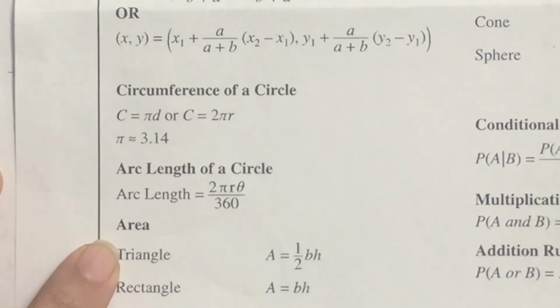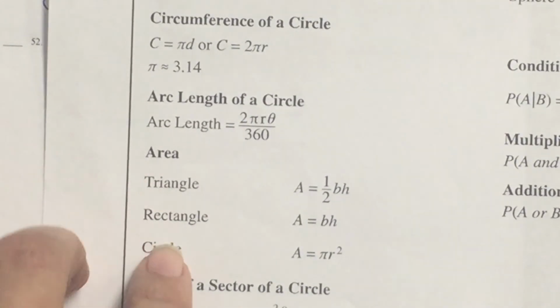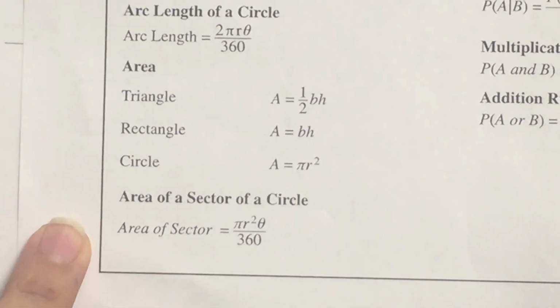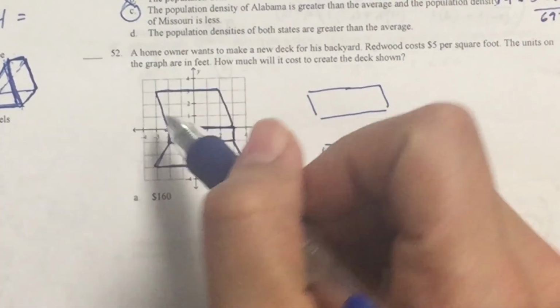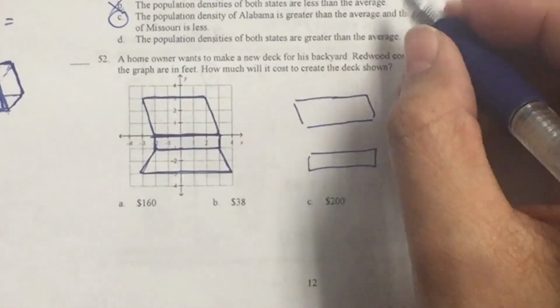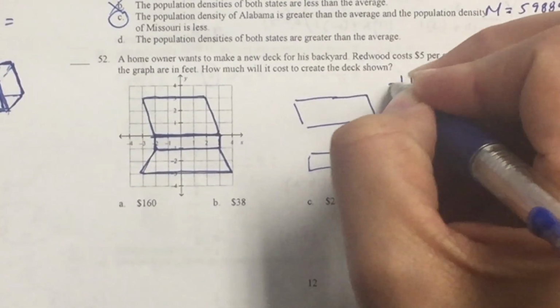Let's see what we got. So area. We have a rectangle. Man, you don't even have a parallelogram. Okay, I'm just going to teach it to you anyway. All right. Area of a parallelogram is the same as a rectangle. It's base times the vertical height.